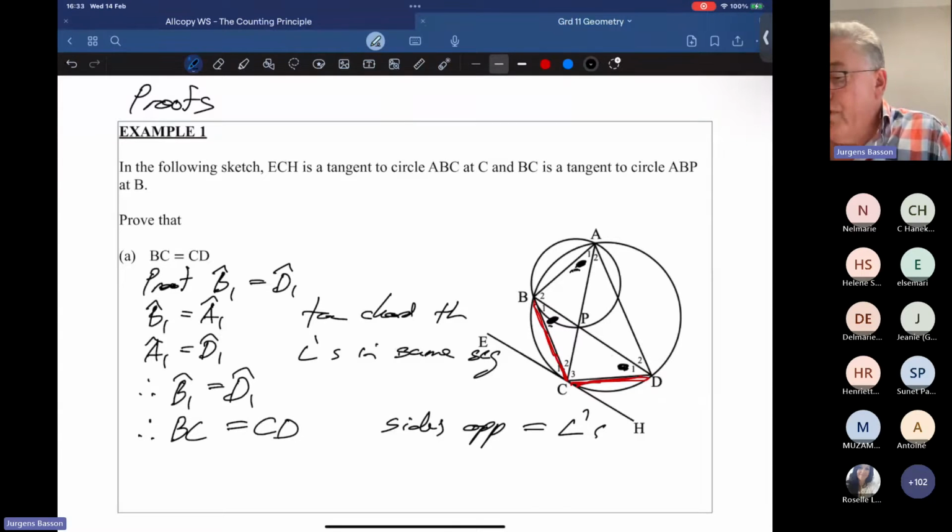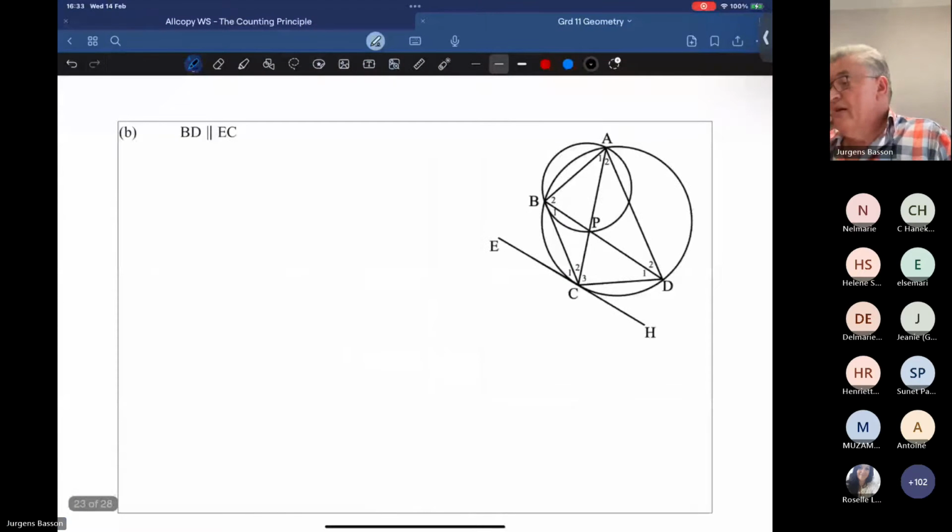So let's move on to the B part. In this part, they ask us to prove 2 sides parallel. And that is BD. I think I'm going to highlight them so that we at least can see them. BD.